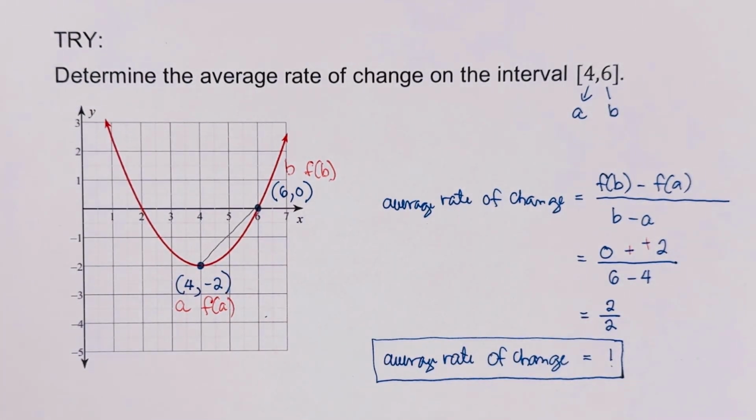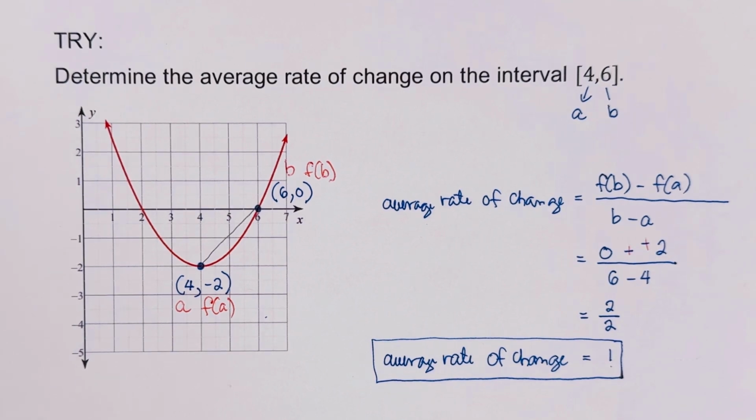Did you get the same answers as this? Good. Perfect. So that is how we determine the average rate of change over an interval given a graph.